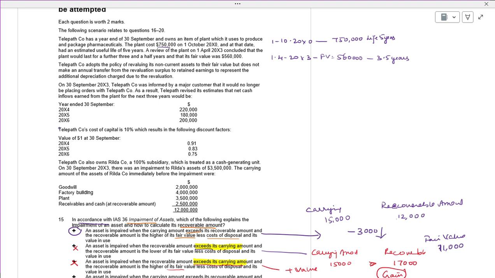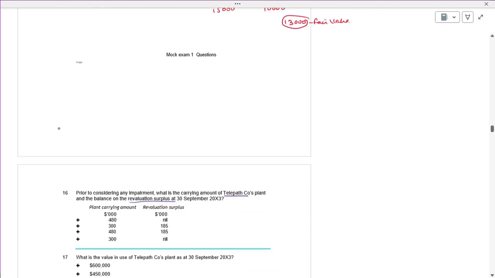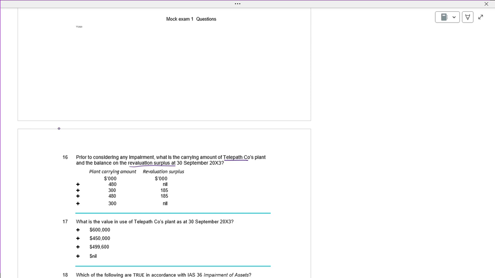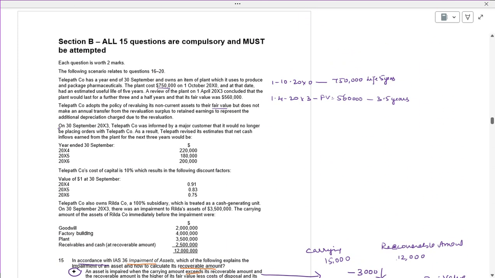They want to revalue the non-current assets at fair value, but do not make an annual transfer from revaluation surplus to retained earnings. They have the policy of revaluation. They have given all the things. What they are asking us is, what will be the revaluation surplus on 30th of September 2003?